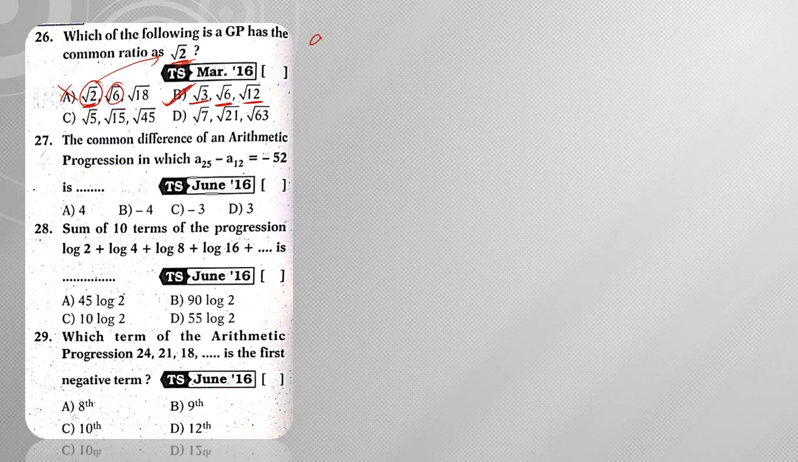Here simple logic. Whenever you consider the terms of GP, you will write it as A, then A into R, that is nothing but AR square. Next term is AR cube. Likewise, since he has clearly mentioned that common ratio is root 2, when you multiply the first term with R, you will get the second term. Next, when you multiply the second term with R, you will get the third term. So likewise we are going to check here, right?